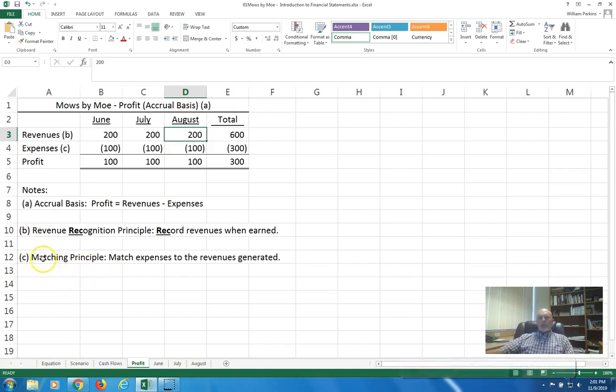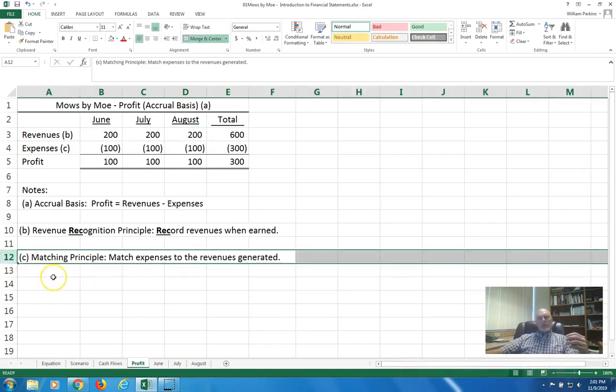And then for expenses, we recognize expenses as the resources expire. In this case, as the lawnmower is depreciating. And you might think of it as matching expenses to the revenues that are being generated. In other words, we were using this lawnmower each month, and so we're going to match a portion of that cost to each of those months that we used it.